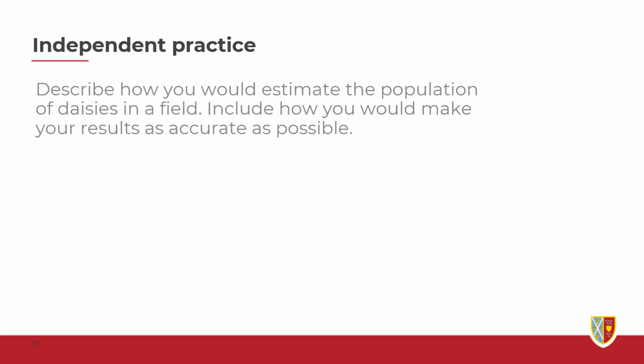So we've got a kind of a broader question this time round, and I'm going to leave this one at this point here. Describe how you would estimate the population of daisies in a field, and include how you would make your results as accurate as possible. So this is the whole thing we've been looking at so far, all right, from start to finish. And it's a description, a method. I'm going to ask you to pause the video here, and then I'll be back to do some answers in just a sec.